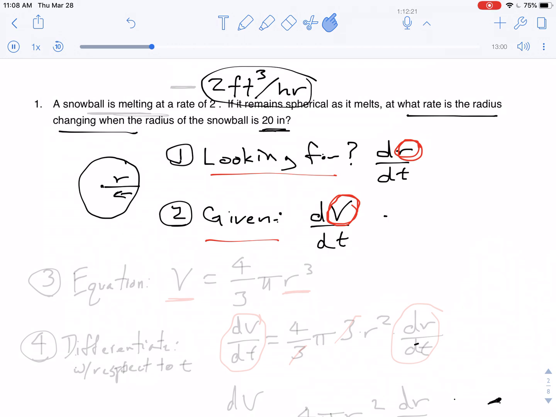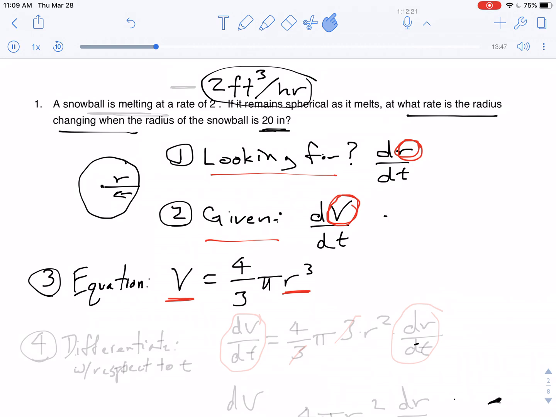What we can find is that we have a volume formula of a sphere, which is volume equals 4/3. Sorry, this is my third step, which is writing an equation in terms of V and r alone, because those are the given and the looking for. Our equation is volume equals 4/3 pi r cubed for a sphere. That's just the standard volume for a sphere. So now I have an equation in terms of V and r alone. Everything else is a constant.